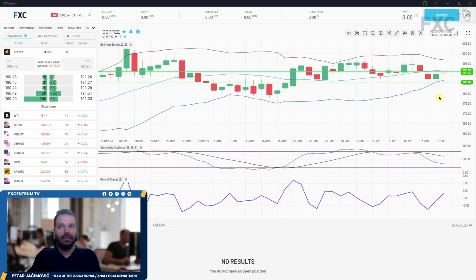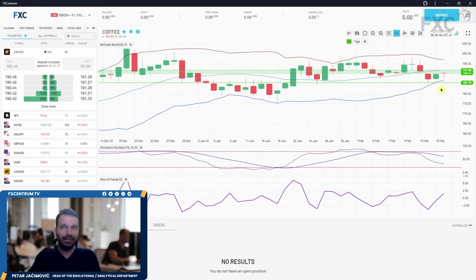So in case of a downside breakout, and if the market can trade below the 186 mark, there is a chance for lower prices on the coffee and a chance for the market to retest this pin bar low, the area around 175 or the area around 176.